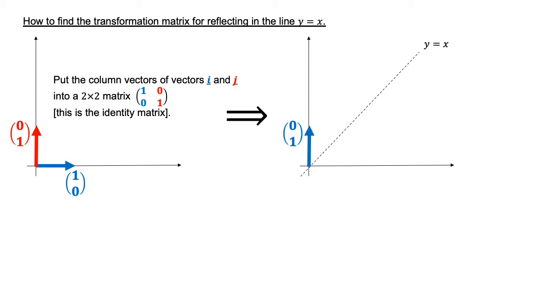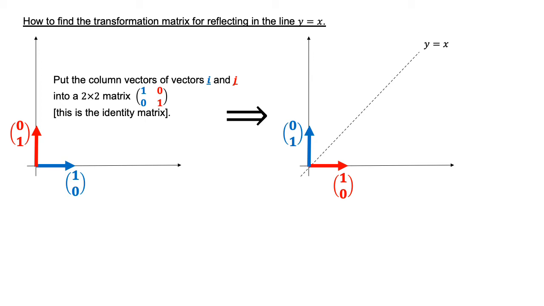Well, if you can see, the blue arrow, my vector 1 naught, is now reflected to point up on the y-axis. So that vector now becomes 0 1. And in turn, my red column vector, the j vector, which is going up along the y-axis, is now reflected on the mirror line y equals x to now point in the x direction. So basically they've swapped around, and that's because it's the reflection in the line y equals x.